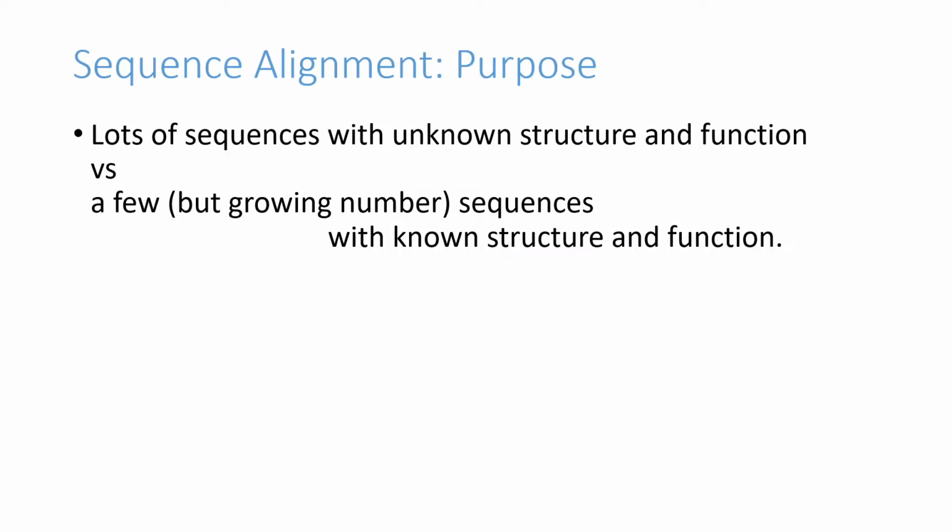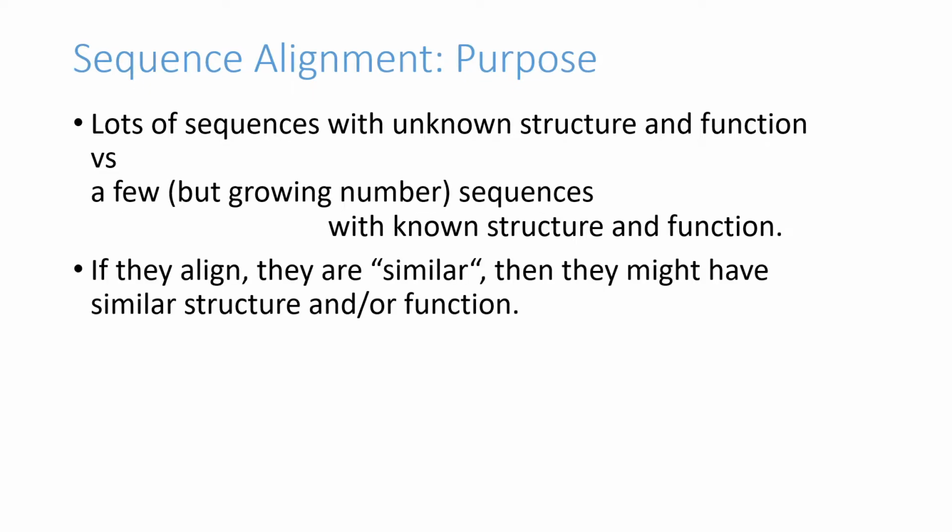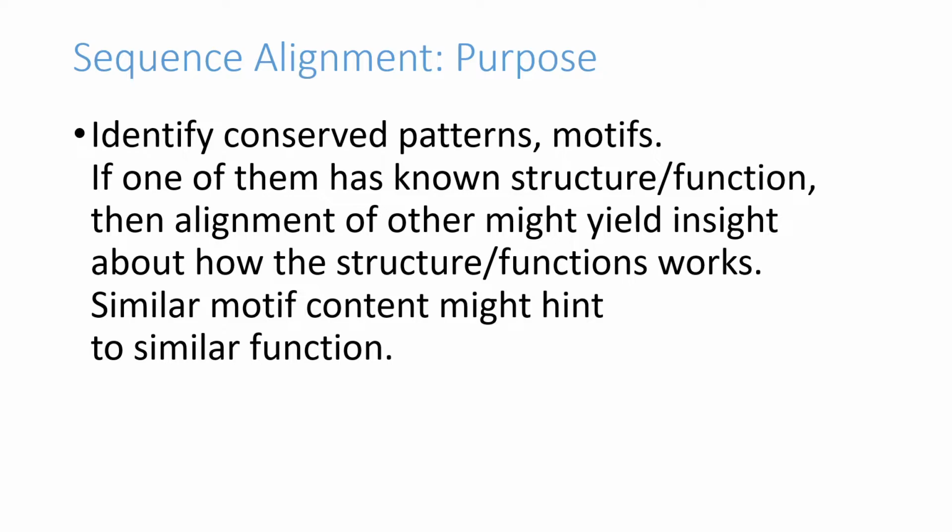So this is why we do sequence alignment. There are many sequences with unknown structure, and there are only a few sequences with known structure and function. If we align them and find similarity, we might find the structure and function of unknown sequences, and we can also identify conserved patterns called motifs. Similar motif content might hint at similar function.